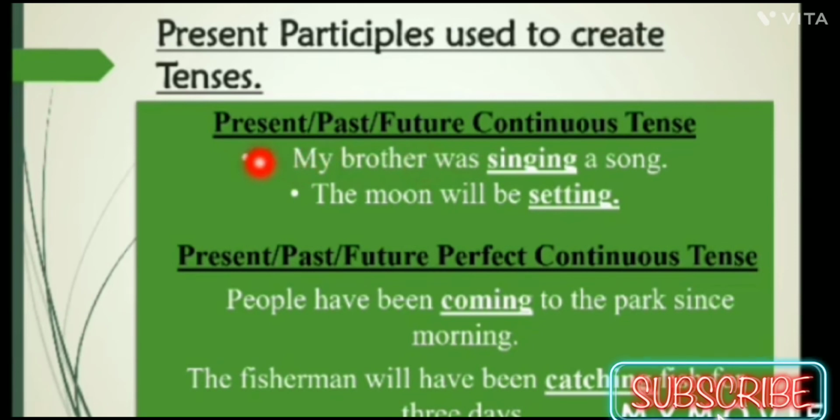In all the continuous tenses like present continuous, past continuous, and future continuous tense. For example, my brother was singing a song, the moon will be setting. Then participle is also used in all the perfect continuous tenses like present perfect continuous, past perfect continuous, and future perfect continuous. Let's see some examples. People have been coming to the park since morning. The fisherman will have been catching fish for 3 days.